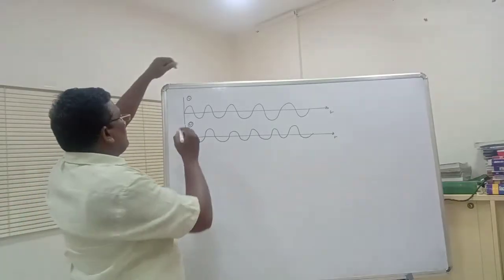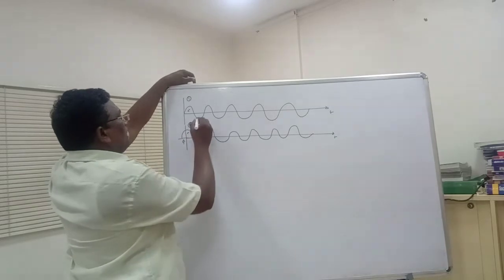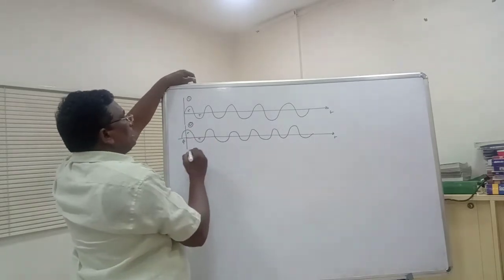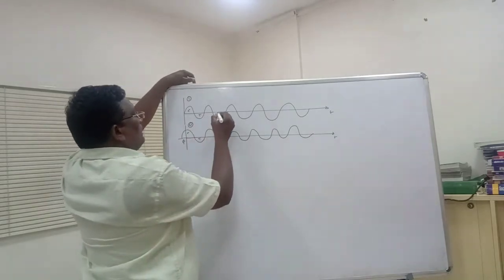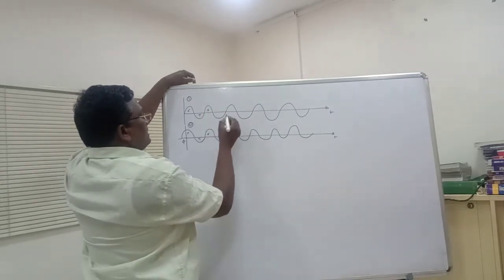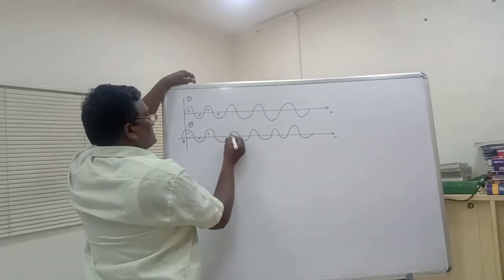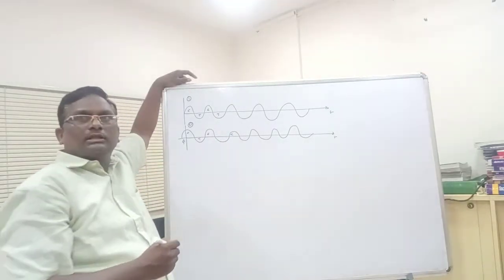See here, this is the crest and crest are superimposed together, and trough and trough are superimposed together. But here you see, this is the crest, it is the crest and it is the crest. Here you see, it is the trough and it is the crest. So these two are superimposed together.